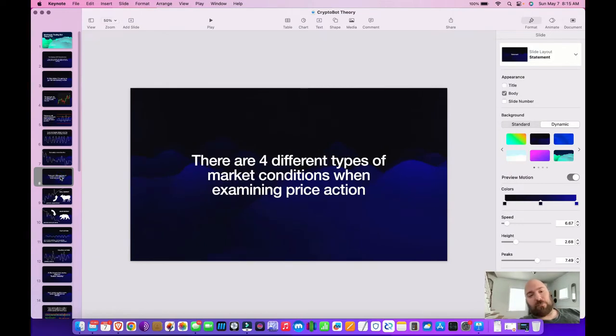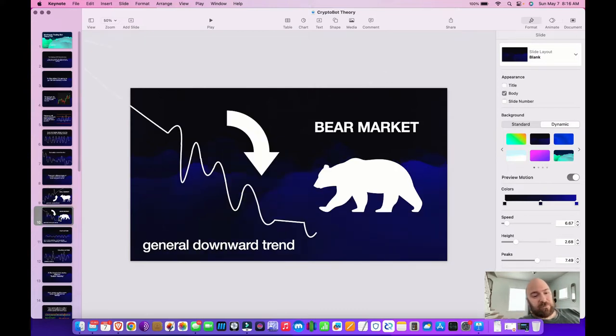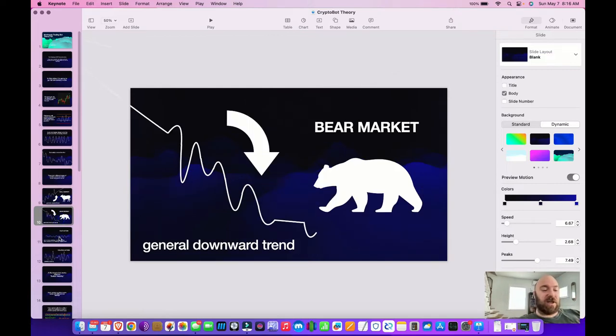There are four different types of market conditions when examining price action. Bull market, which is just a general upward trend. Then we've got a bear market, which is a general downward trend. And when I say general downward trend or general upward, I mean sustained over a period of time that justifies calling it a new market, whether that's a week, 2 weeks. Just because it falls for a day or two doesn't necessarily mean you've entered a totally new market condition, so be careful there.